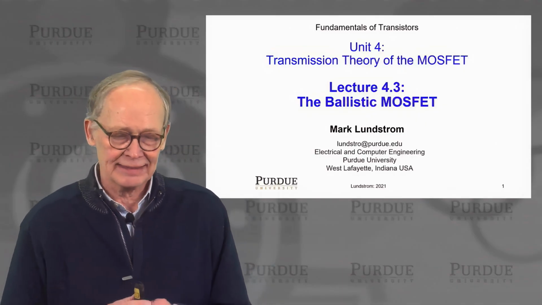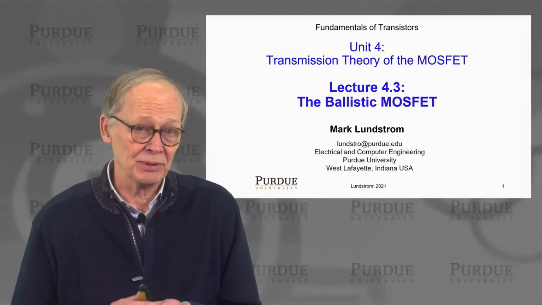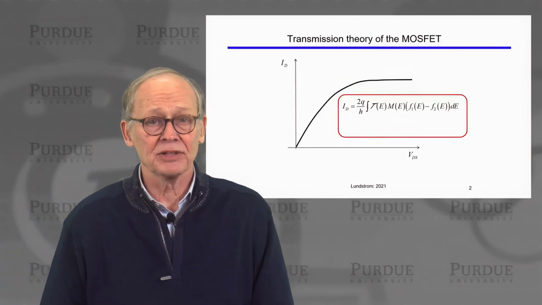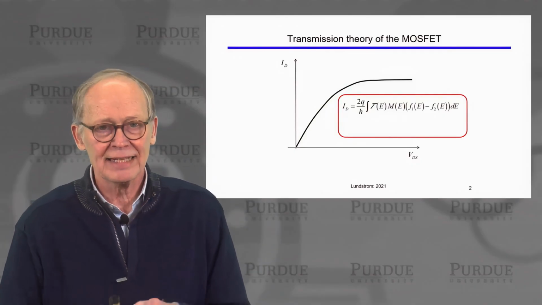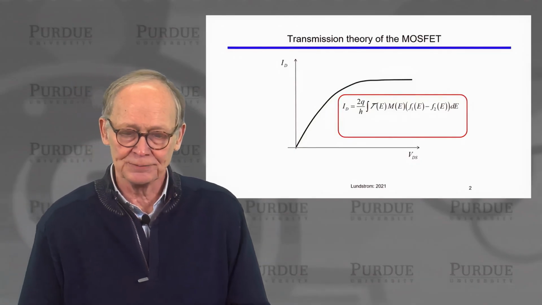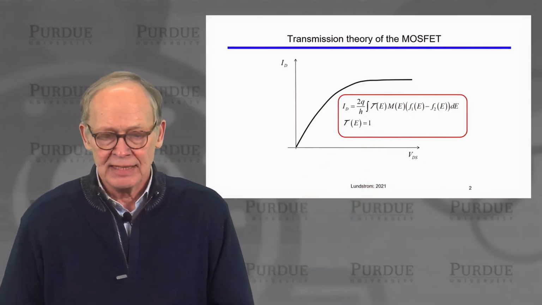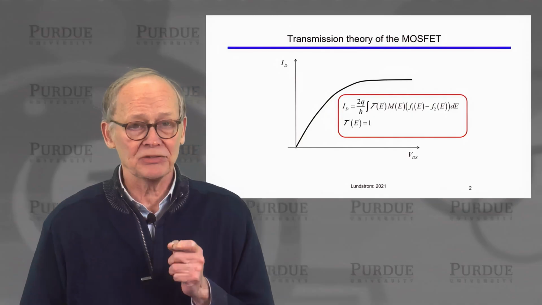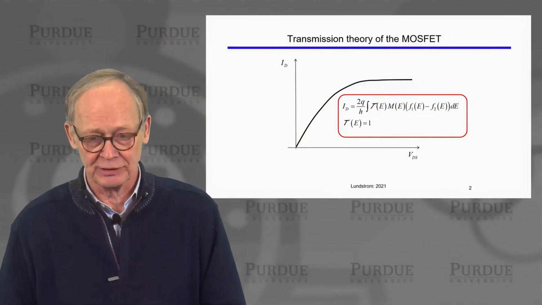It's a treatment that applies to devices that can be built today. We're going to call this the transmission theory of the MOSFET because this transmission T plays a central role in what we do. So we have our general current expression. We're going to assume the transmission is 1. So we have a ballistic MOSFET. Any electron that enters from the source leaves from the drain.